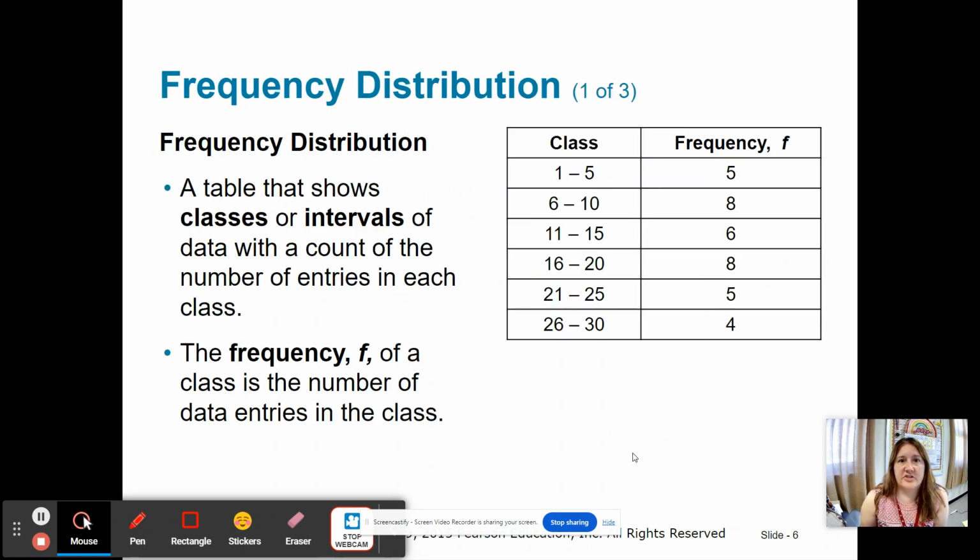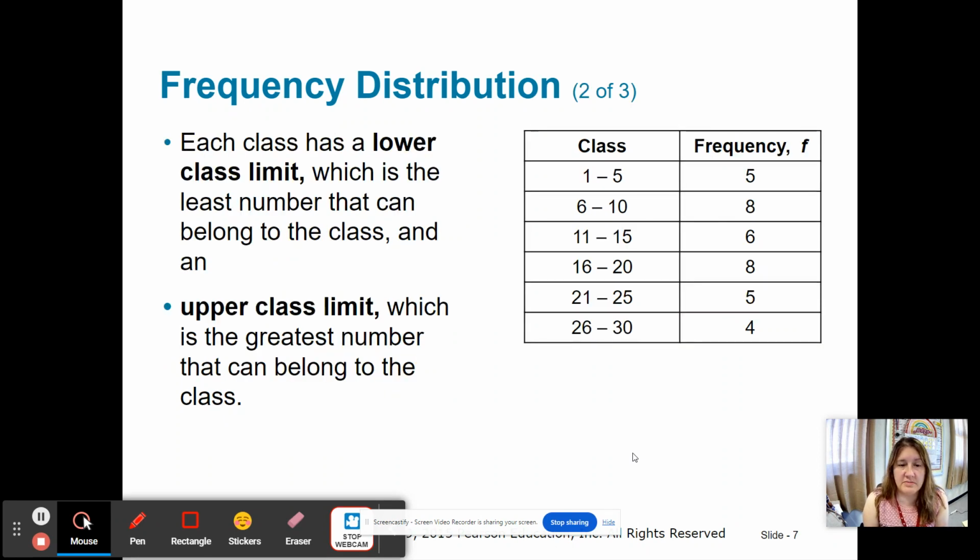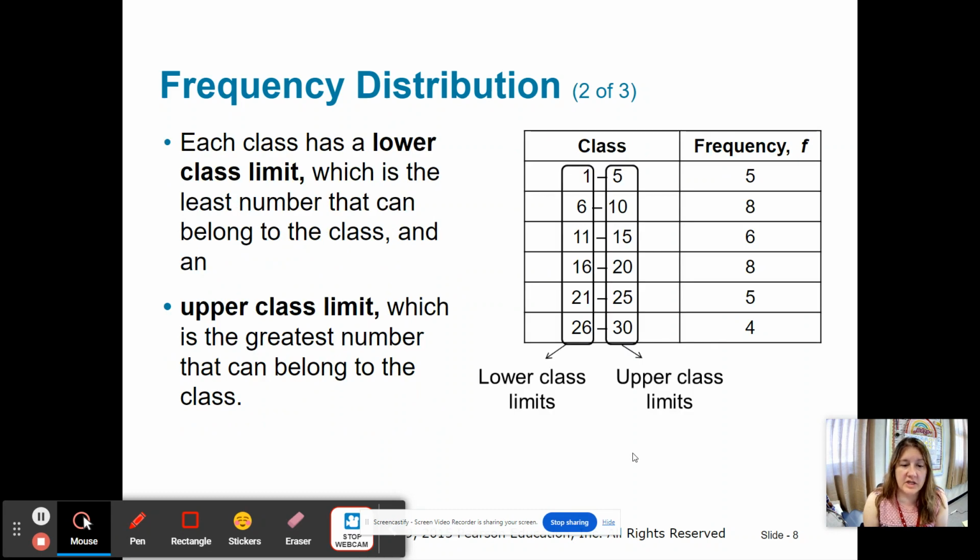So frequency distributions are for if you have a set of data, you're going to put them into classes or intervals. So for this example, between 1 and 5 inclusive, we have 5 values in the data, or that class shows up 5 times. And there's a difference between a lower limit and an upper limit. The lower limits you can see in this picture now.